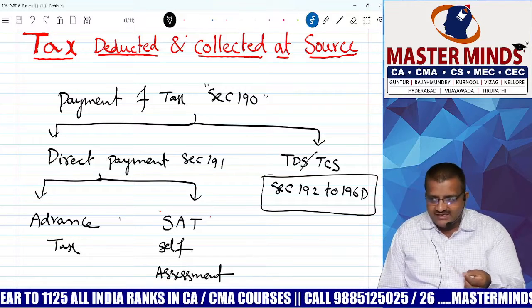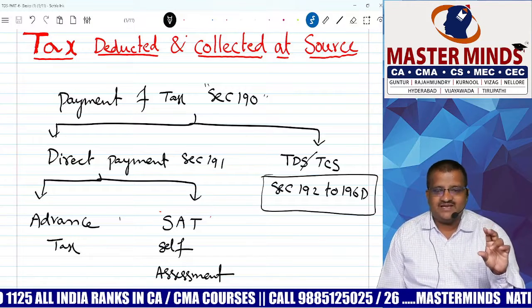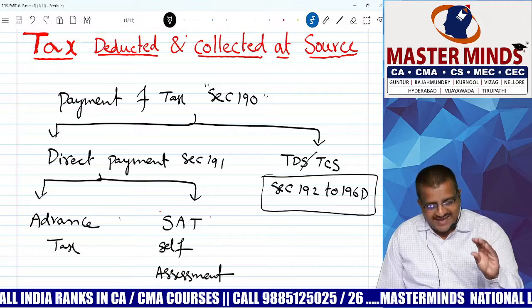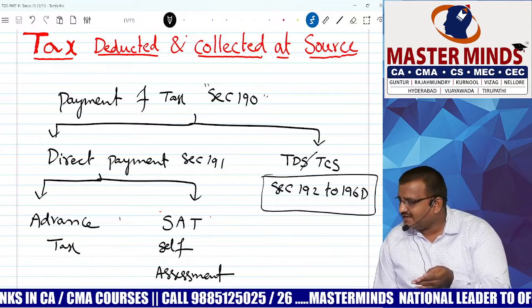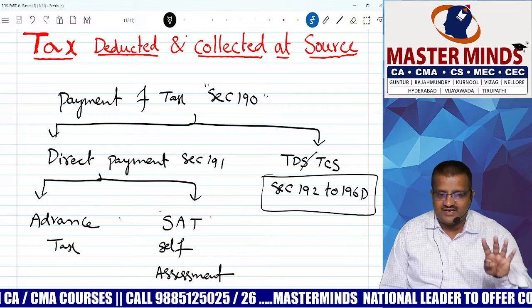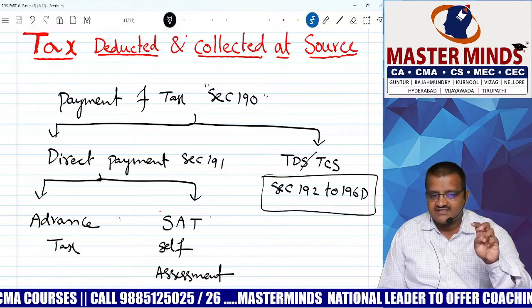Every year I will assess what my income is, so that tax liability also I will calculate. That amount I will pay in advance. Correct? Yearly, how many times will I pay? Four times. That is called advance tax.